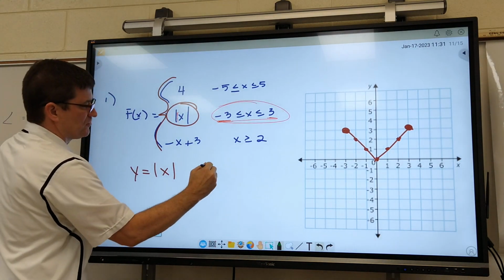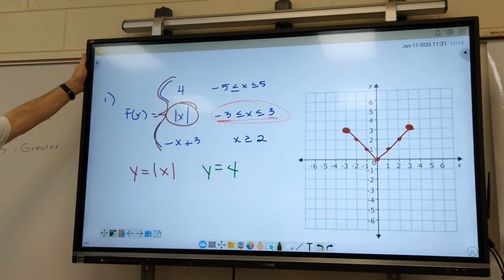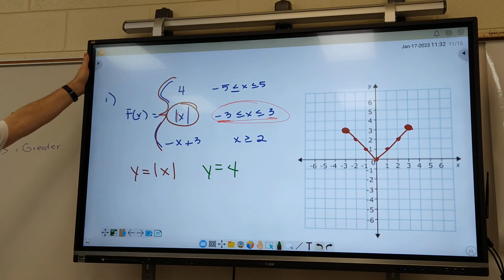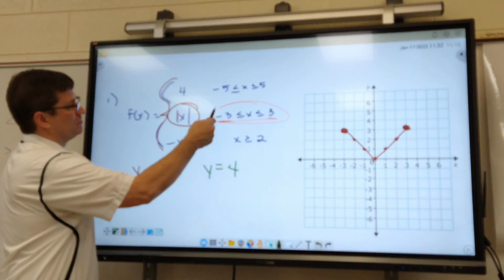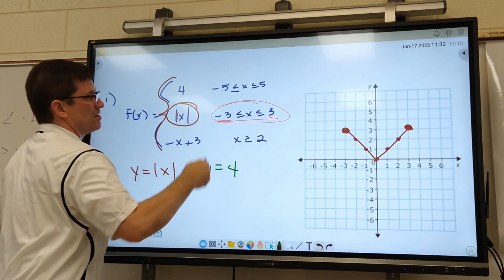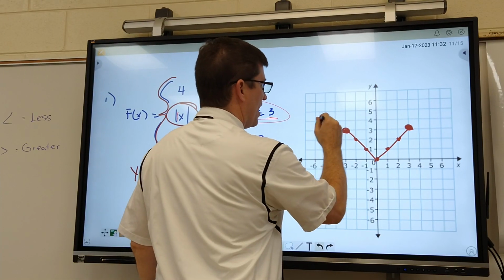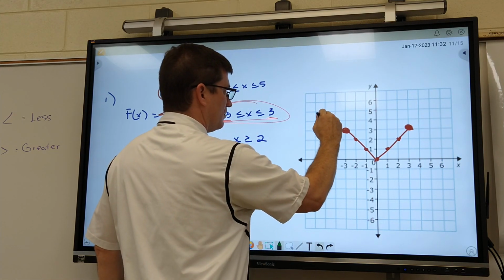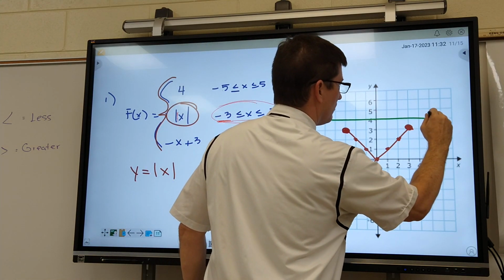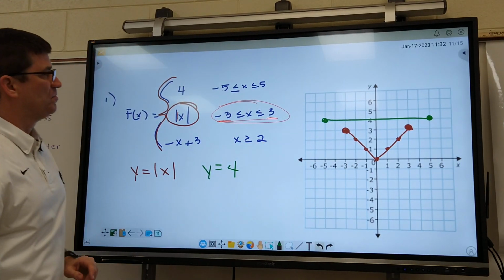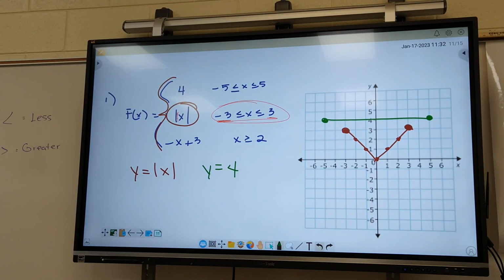All right, now let's go to y equals 4. All right, y equals 4 looks a little bit different. What's it missing? It doesn't have an x. What does that mean? No slope. No rise over run means it's just going to be a flat line at 4. Okay? And look, it's going to go from -5 all the way to +5. So here's your line at 4. Circle should be shaded in once again.